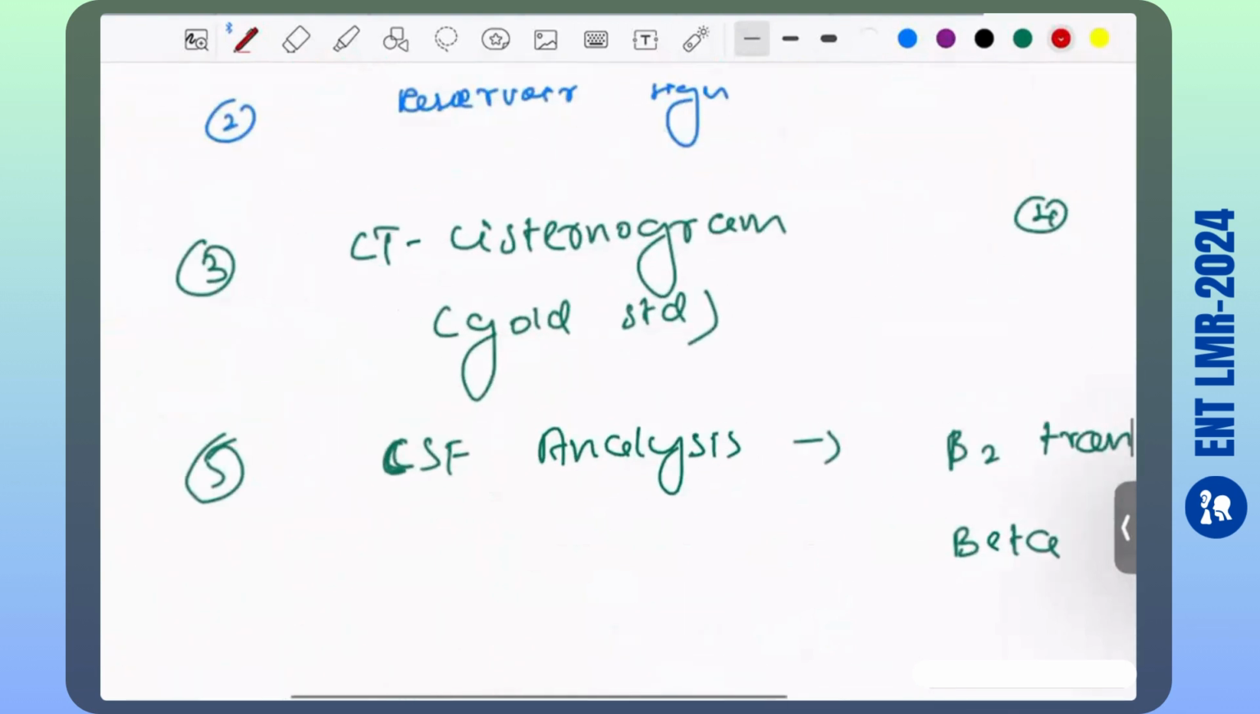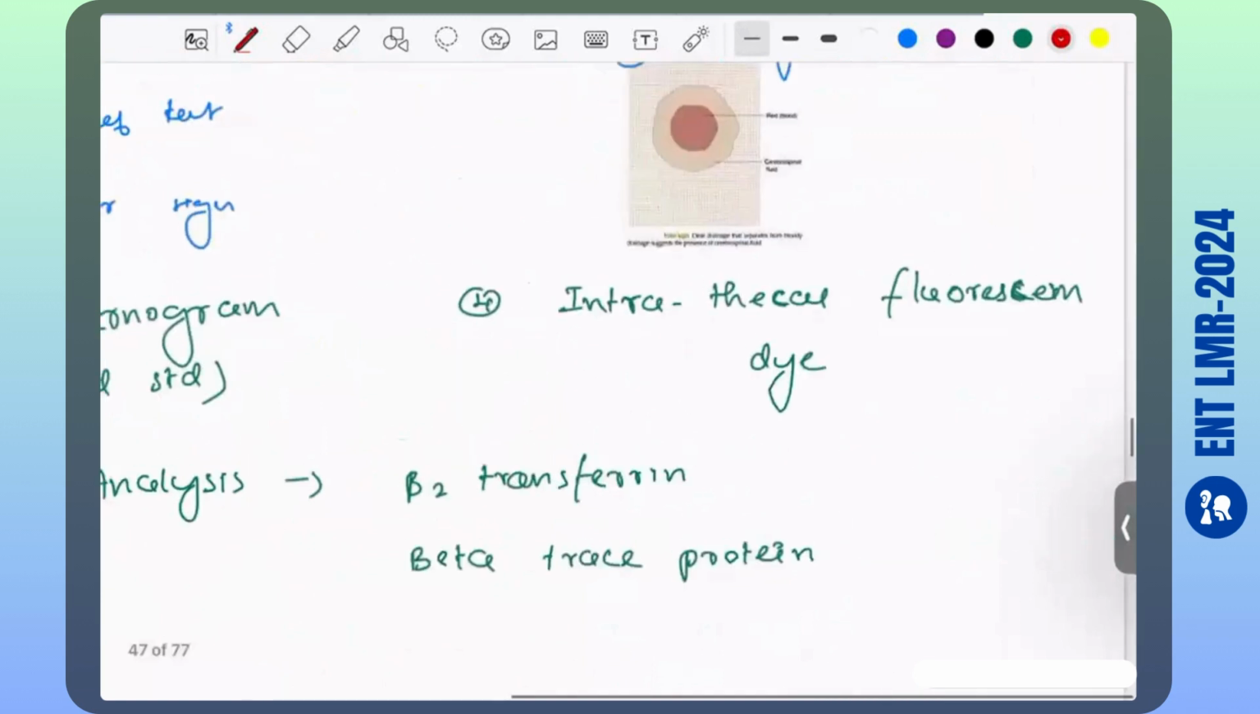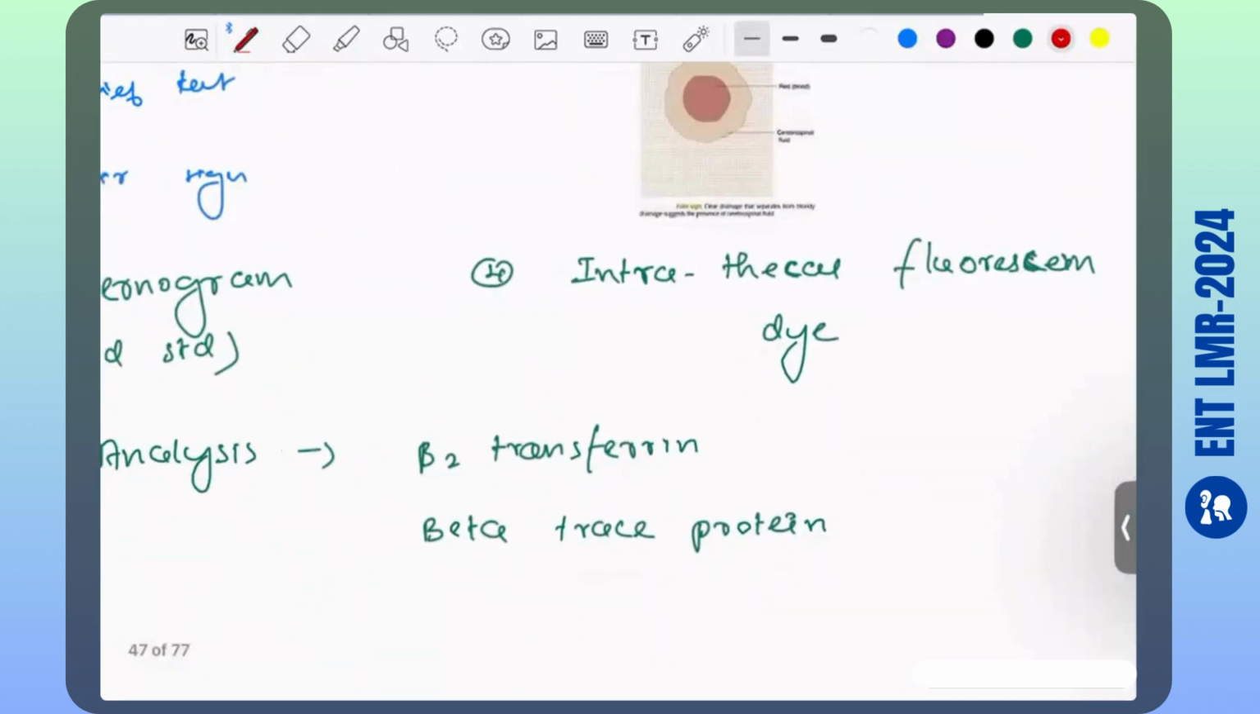The gold standard investigation for CSF rhinorrhea is CT cisternogram. We will inject contrast and ask the patient to undergo CT scan. Now we will clearly see the defect site getting filled with contrast. Or you could do an intrathecal fluorescent dye.